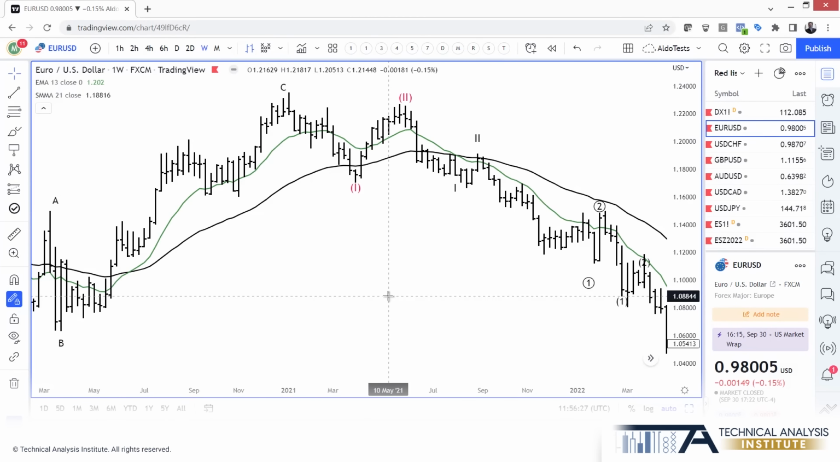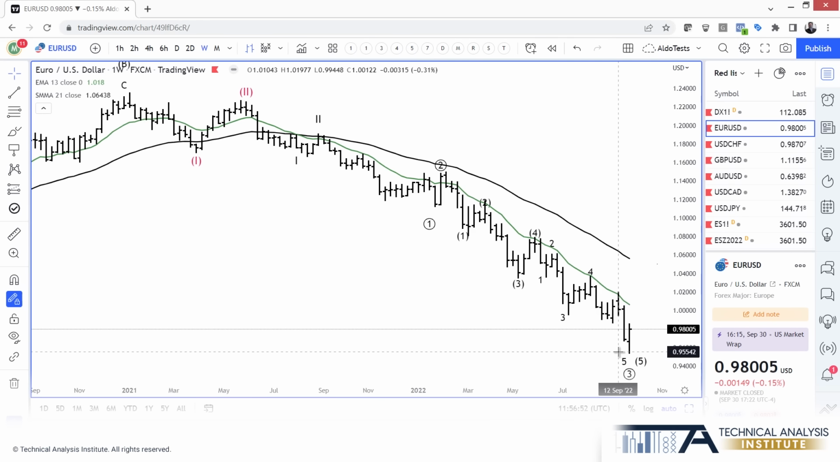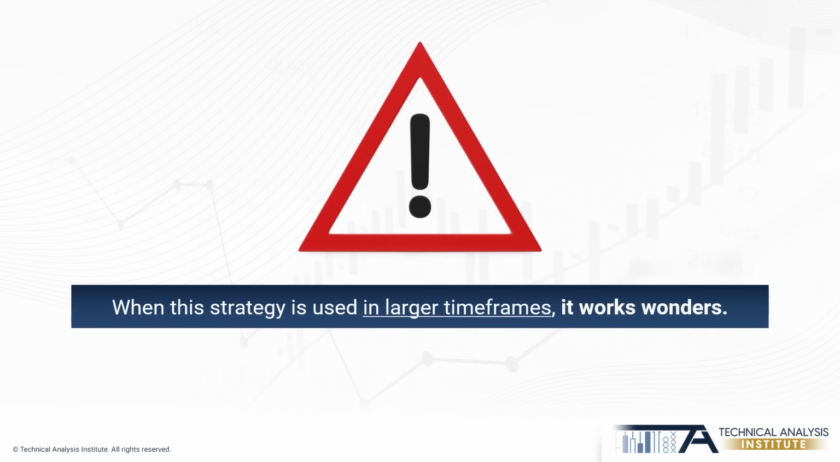Here is the weekly chart of the euro-dollar, and it shows both a buy and a sell signal. You can see a buy signal right here. It took prices all the way up, and when the moving average crosses down, it brought prices all the way down, all the way to the 95 area. When this strategy is used in larger time frames, as I'm showing you, it works wonders.